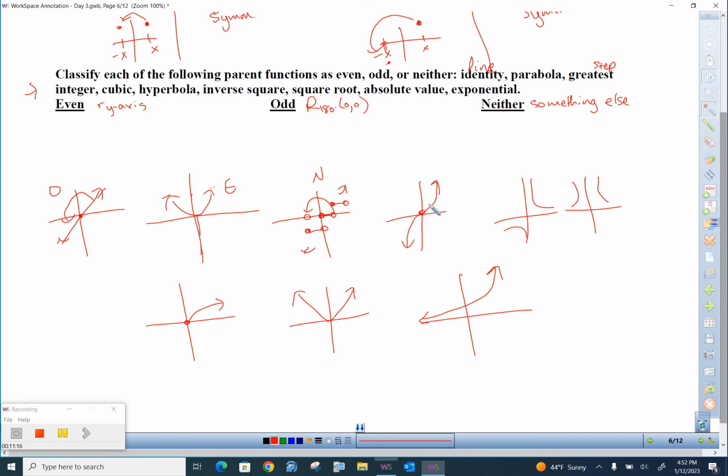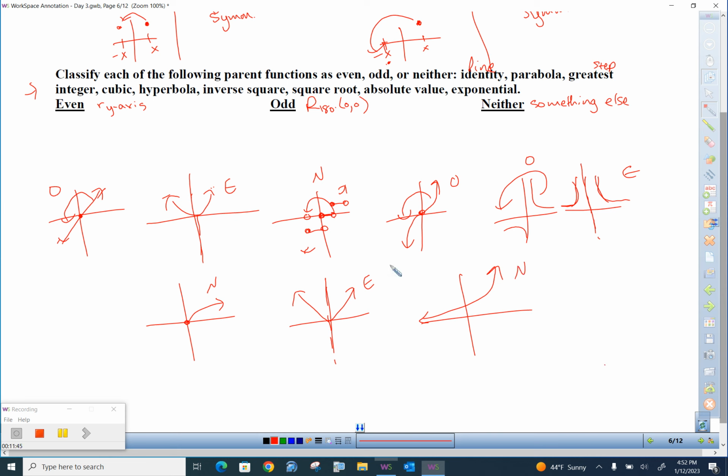Okay, cubic is 180 symmetry, so it's odd. Hyperbola or inverse is also odd for the same reason. This isn't a very good graph, sorry for my sketch, but the inverse square has the y-axis, so that's even. Square root does not have any symmetry at all, so that's neither. Absolute value is symmetric through the middle here, and that is even. And this one also does not have symmetry, so it is neither.